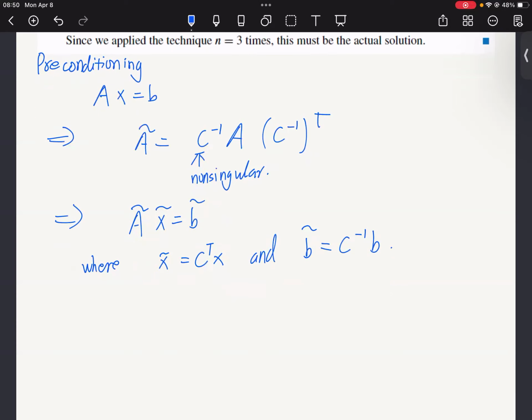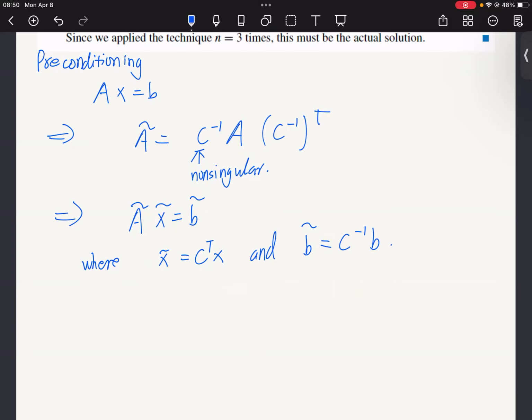This is because if you take a look at here, if you expand these out, it's quite equivalent to AX equals B. If I expand this out, it's C inverse A, then C inverse transpose, and then C transpose X. This is the A tilde, and this is the X tilde.